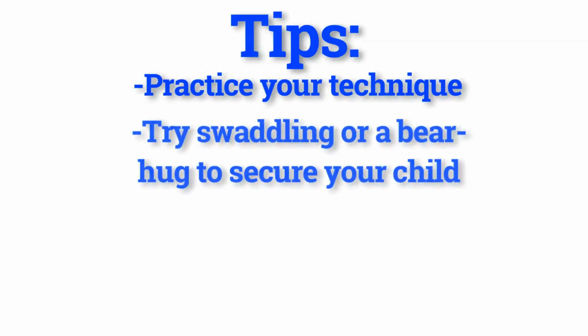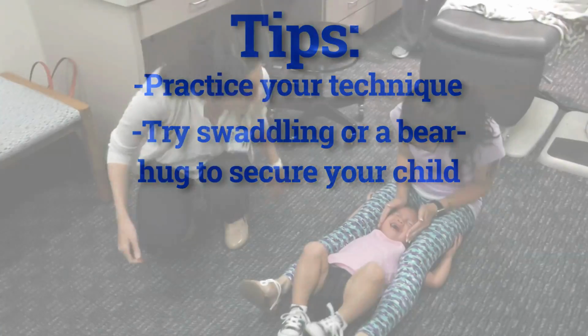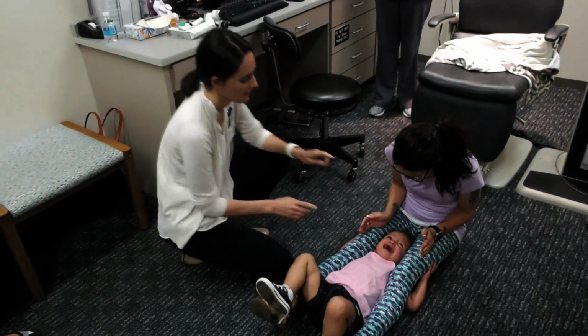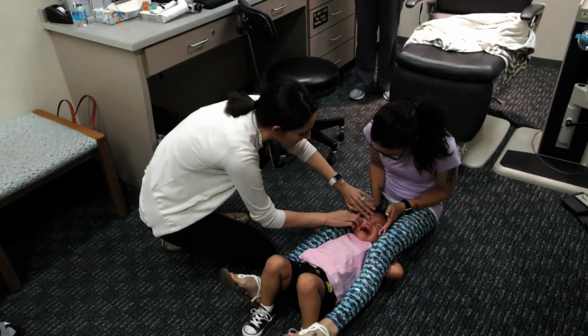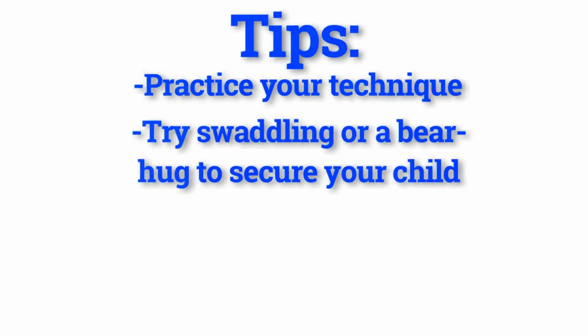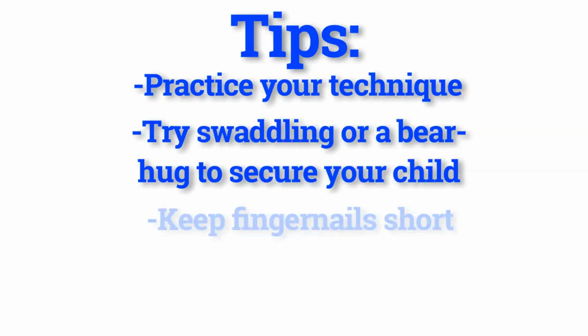Finally, a few tips. Remember, practice will make perfect, so keep working on your technique and don't be discouraged. You can work on the lens for 10 or 15 minutes at a time, then take a break and return to it. If you are having trouble keeping your child steady during lens insertion or removal, you can try swaddling for an infant or a bear hug for an older child. It can be helpful to keep your fingernails trimmed short while working with the contact lens.